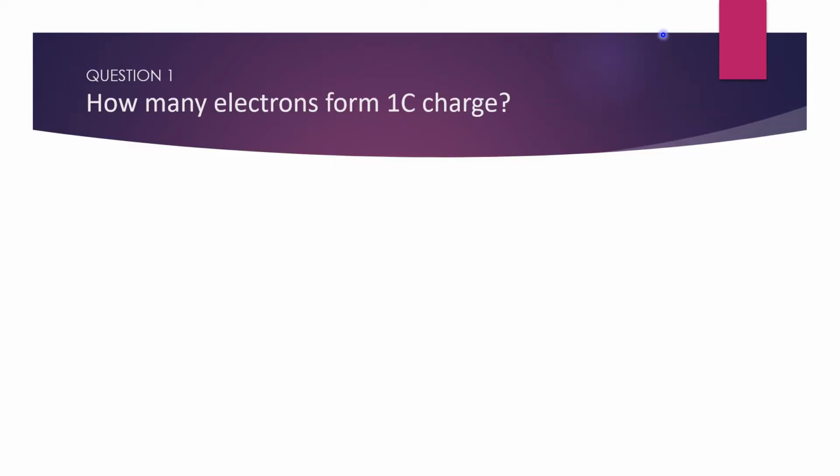Question 1 is how many electrons form 1 coulomb charge? I'll solve this using one very simple example. If you need to find mass of 10 books, with each book having mass of 2 kg, how do you do it? You multiply 2 kgs with the number of books to find 20 kgs total mass.